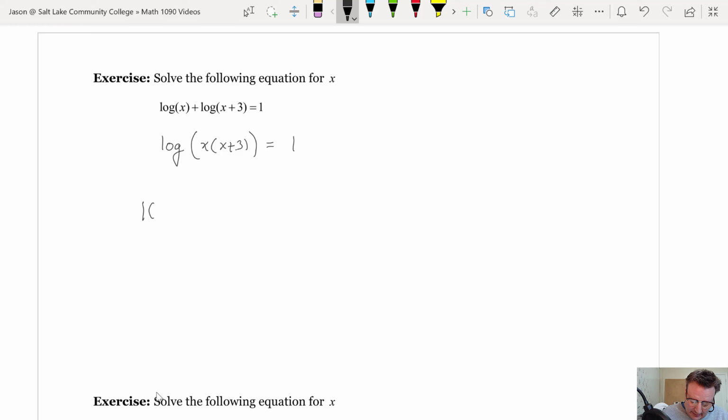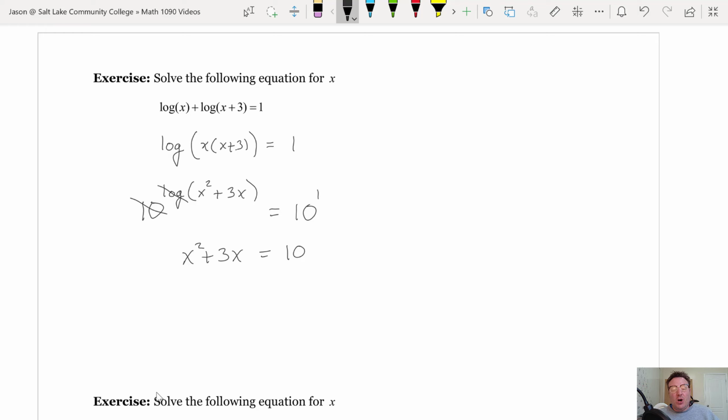So I'm going to get this expression, 10 to the log of, what is this? I'll write this as x squared plus 3x. And I need to exponentiate the other side of the equation as well, base 10. Of course, 10 to the 1 is just 10. And the key idea now is that logarithm base 10 and exponentiation base 10 undo each other. They're inverses. So the left-hand side simplifies to x squared plus 3x equals 10.